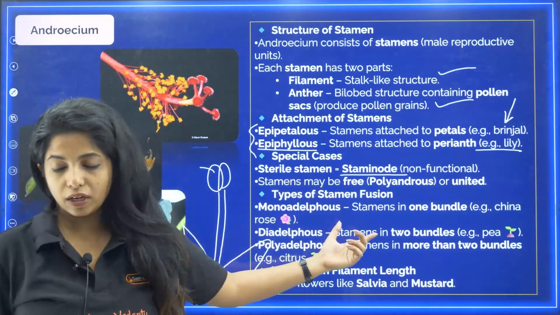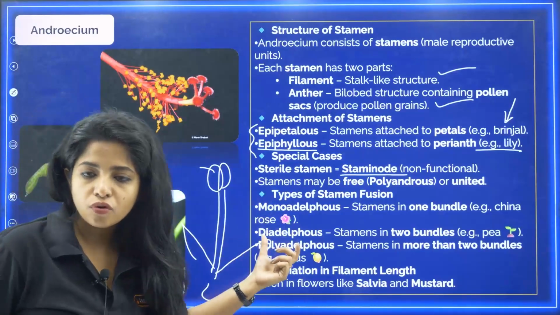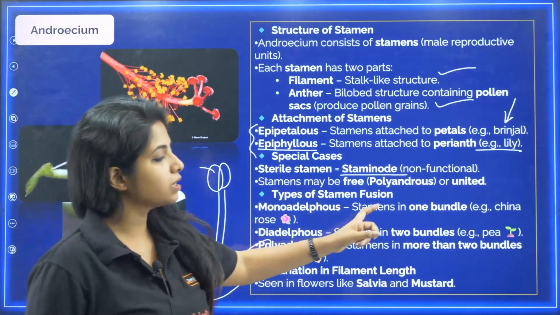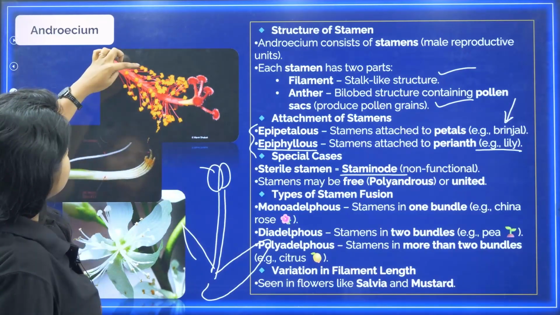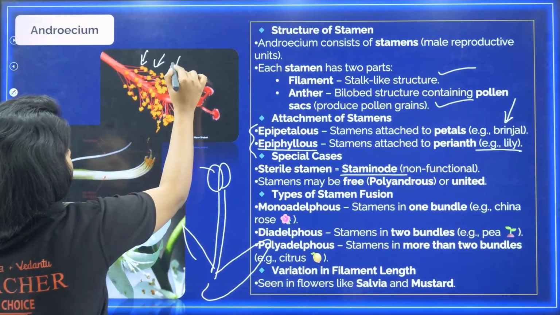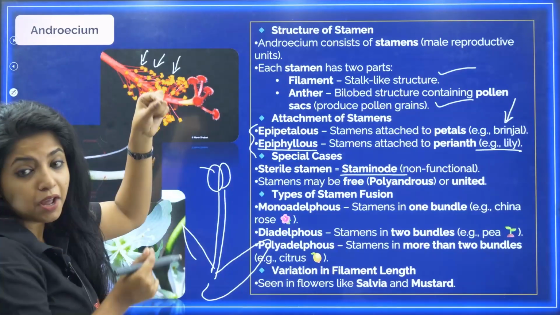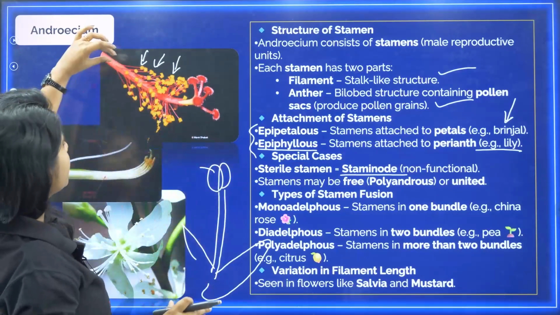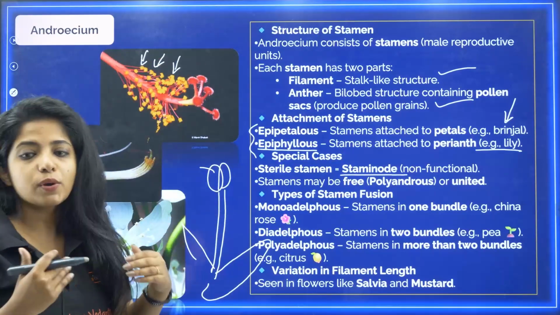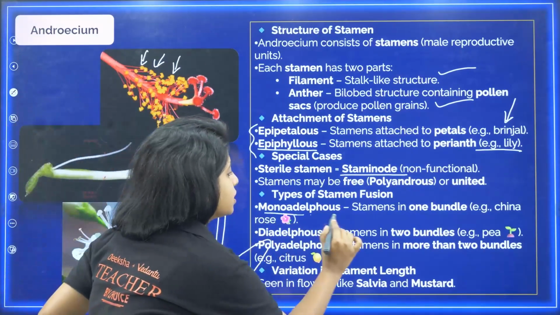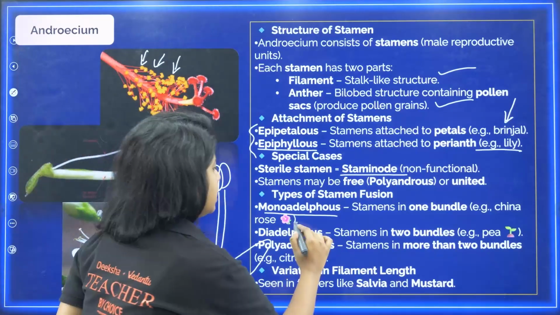So types of the stamen fusion. One is monodelphous. What do you mean by monodelphous? Where stamens are in one bundle. If you have seen China rose, my dear children, these things that you see over here are the stamens. All of them are arranged in one particular bundle. Don't think that, ma'am, they're separate. They are arranged on one stalk only, no? All of them are together. So I'll call this condition monodelphous condition. And this is found in what? China rose. You can find this in China rose.